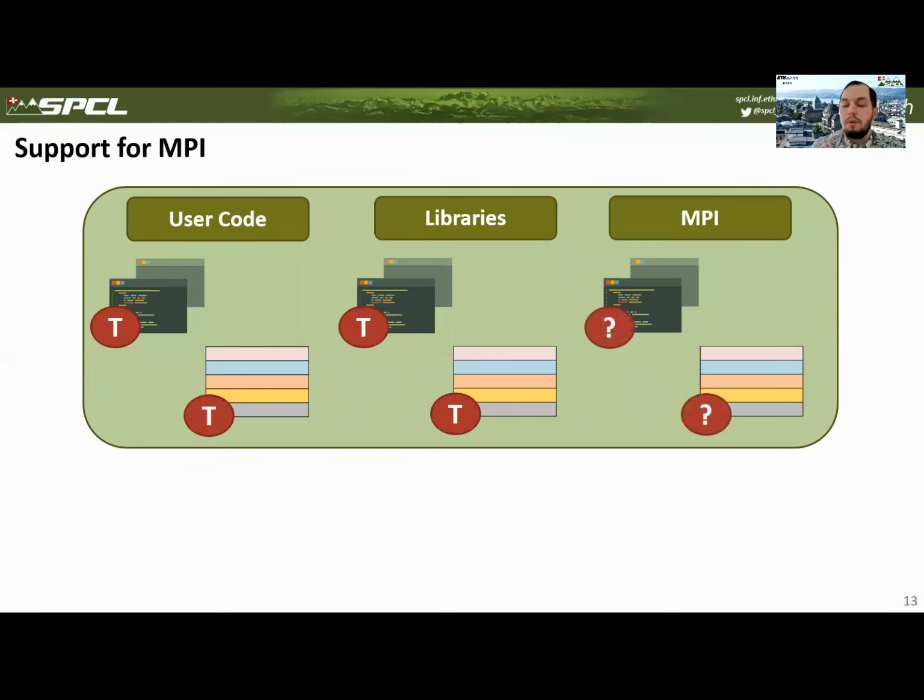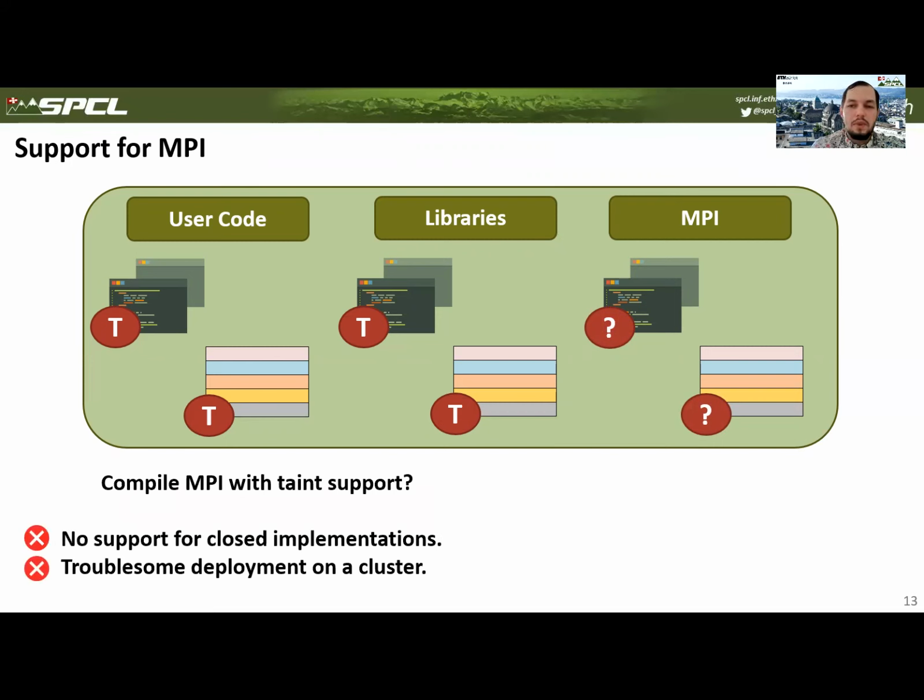However, the case is not so simple for MPI. MPI usually has its own internal state, and to understand what happens in this internal state, we would have to compile an MPI implementation. This is not a particularly good idea. For example, it will make it very hard to deploy a tainted application into a cluster, which is problematic. We might want to run a tainted application at large scale, but it becomes extremely difficult when we don't use the standard cluster version of MPI.